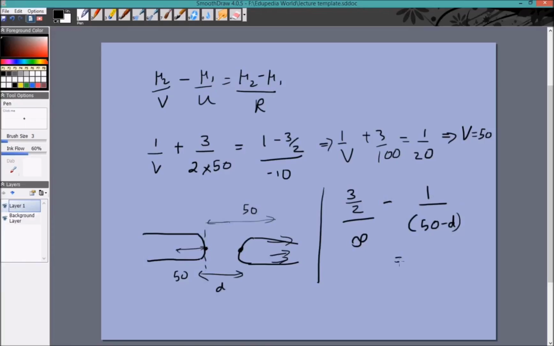And this is equal to, in this case it will be 1 by 2 into 1 by 10 because both of them are positive. 3 by 2 minus 1 divided by the radius will be positive. So it gives me minus 1 by 50 minus D is equal to 1 by 20, which gives me D is equal to 70 centimeters. So which means my final answer will be B.